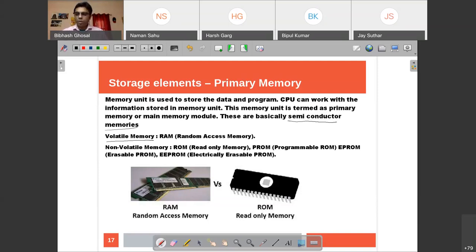So the CPU actually interacts with the RAM. We already have seen this when I was showing you the motherboard. So there are slots where you put them. This is where you load your program and data. And this program and data is fetched by the CPU and executed.